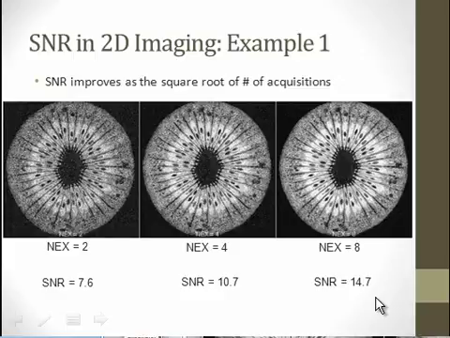So here are some examples, specifically towards showing you how SNR improves as a square root of the number of acquisitions. Look at these 3 images. These are the same slice through the same fruit. These images are then registered. Just for your information, these images are also at the same grayscale level.